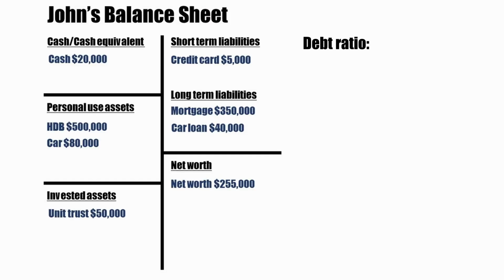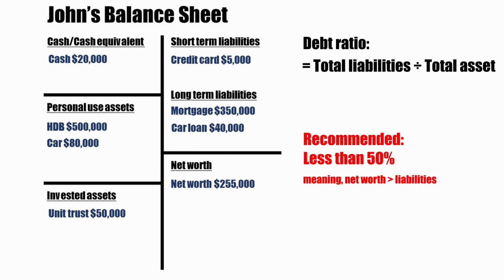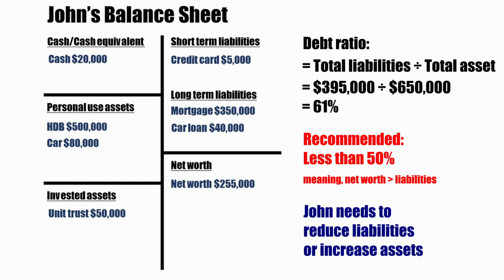The third financial ratio is your debt ratio, and this can be calculated by taking your total liabilities and dividing it by your total assets. The recommended percentage for this is less than 50%. This ratio tells you if you're over leveraged or not. So for John's example, we can take his total liabilities of $395,000 divided by the total asset of $650,000. That will give us 61%, which means that John is slightly over leveraged.